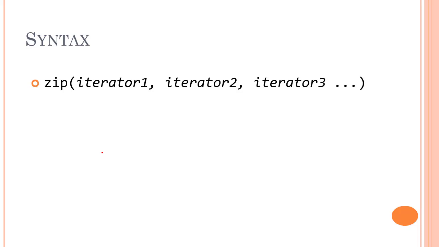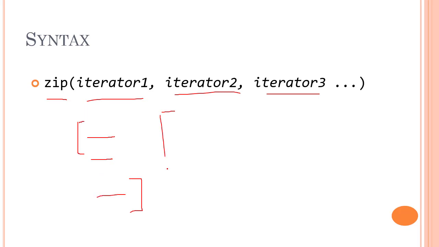Let's look into the syntax of the zip function. Zip of iterable 1, iterable 2, iterable 3, and you can have n number of iterables. An iterable is quite similar to what we looked at in the enumerate function. It can be a list, a tuple, or anything. So let's take this example. This is a list where I have 3 values, and I have one more list where I have again 3 values.